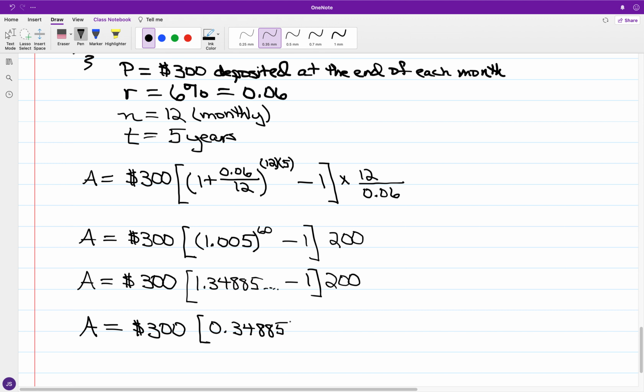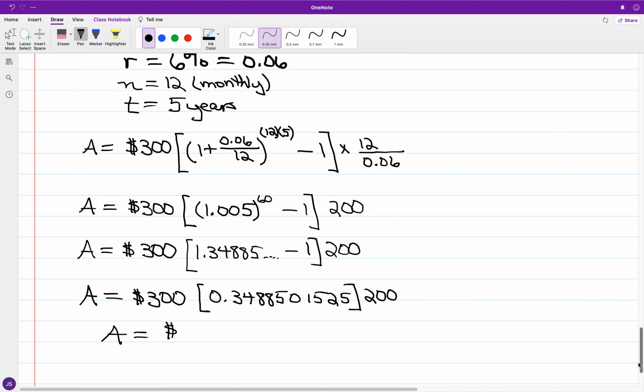Let's go ahead and write this out. 885.01525 times 200. So once you multiply those numbers together, we're looking at 20,931.01.